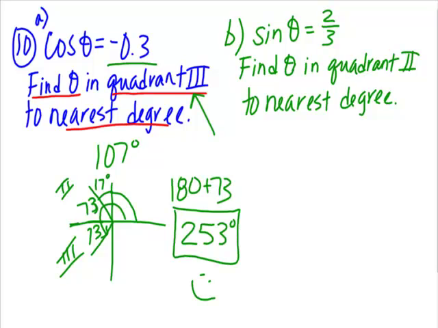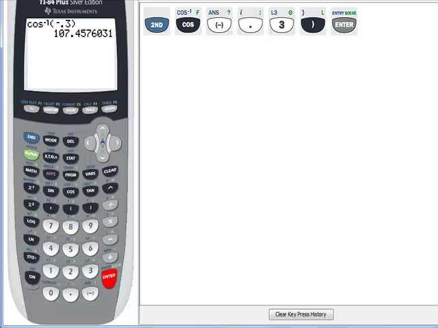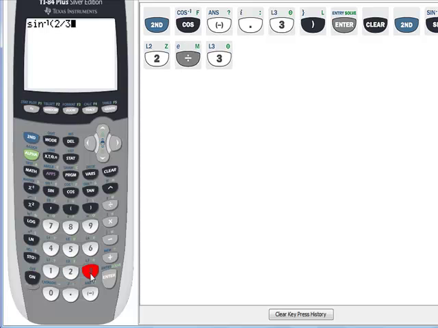Okay, last problem. Same idea. Sine theta is 2/3. Find an angle in quadrant 2 that meets that requirement. So once again, I don't know what it is, but my calc does. So I'm going to hit second, sine, and I'm going to type in 2 divided by 3. And I'm going to hit enter, and out comes 41.8. Once again, this problem's asking me to the nearest degree. So I'm going to go ahead here.